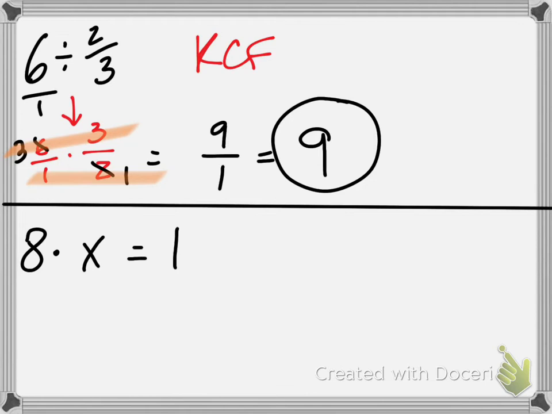Now, this question, the one below it, 8 times x equals 1. Does anybody have any idea what the answer might be here? Marley, what do you think? 1/8. She's correct. 1/8. Here, 8 over 1 times 1 over 8. We can cross cancel these. We get 1. What is that called? When I have the 8 over 1 and then I got the 1 over 8, what is that 1 over 8 called, Lucas?